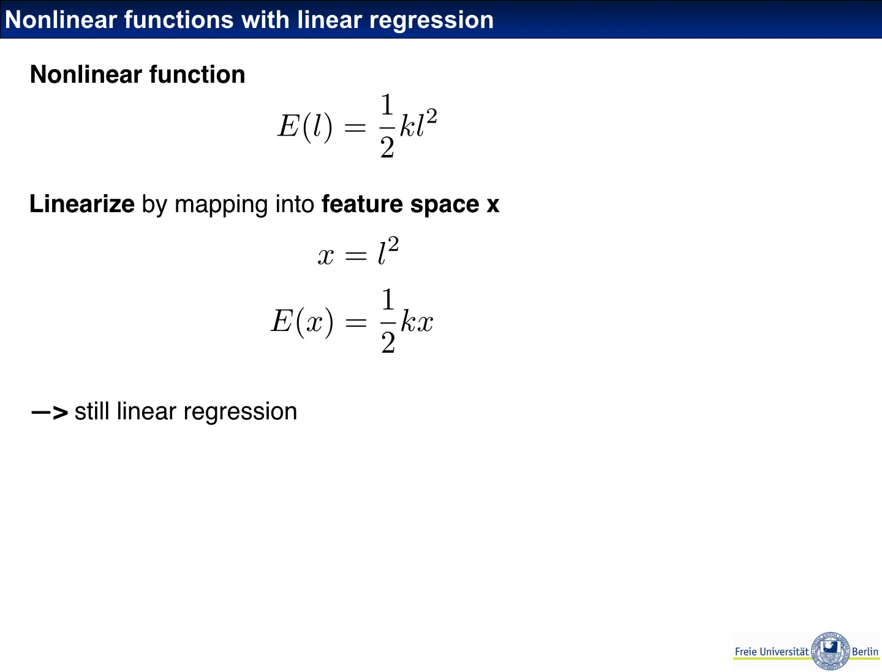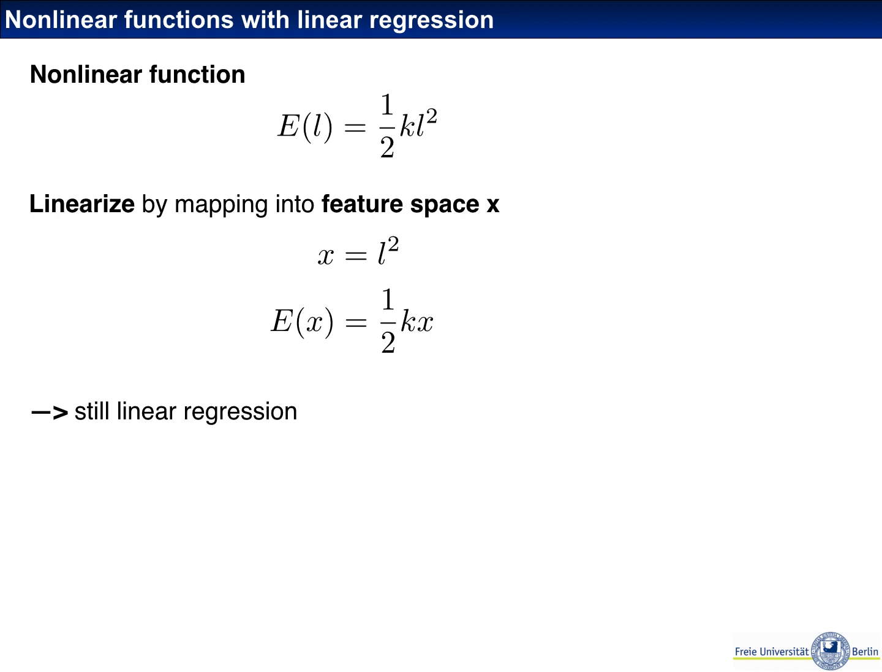Now, the trick here to fit this still with linear regression is to use variables in which the regression is linear. And that basically means we define a new variable x as l squared. Now in this new variable, E of x is just 1/2 k times x, so it's linear in x, and we can now solve for k by applying linear regression. So this trick is basically called linear regression in feature spaces. So we had a nonlinear regression problem, but we made it linear by going into the right feature space. That's a very common trick in machine learning.